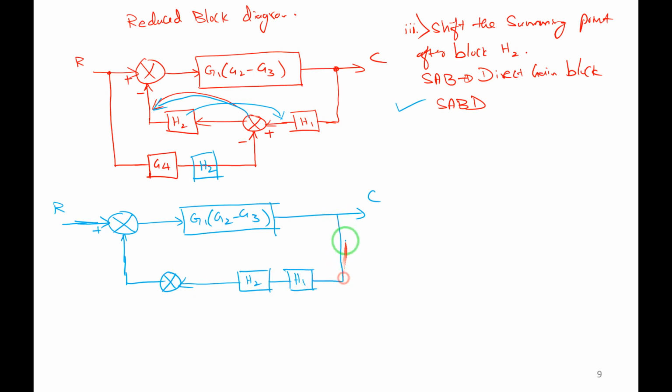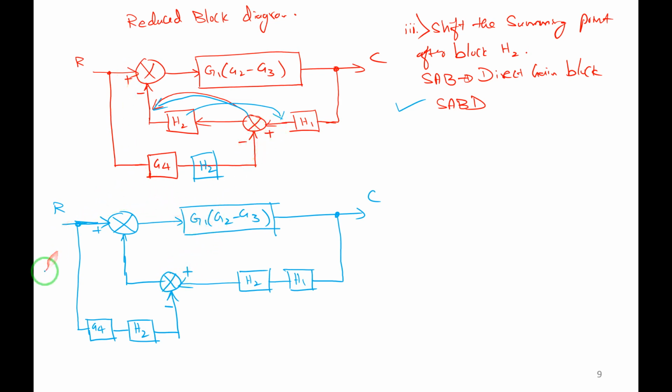Then it is coming from the output. Then next, I have shown here from input, it is passing through this G4 block, G4. If I shift the summing point after a block, it has to pass through the direct gain block, which is that block H2, right? So it is H2. Then it gets added to the summing point. Right, it is minus here. Please take care of the sign. And it is plus here. So it is minus here, right? Please take care of the sign, and it is plus here. We have taken care. Okay.